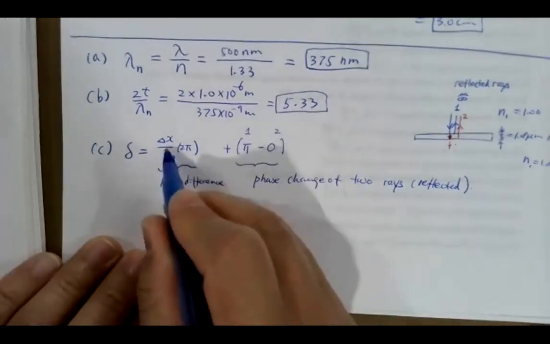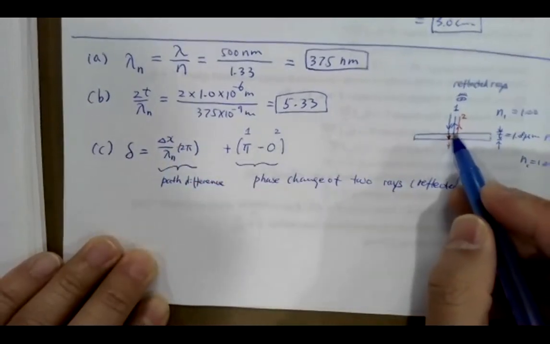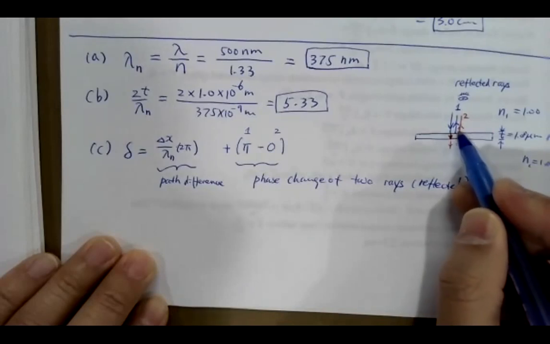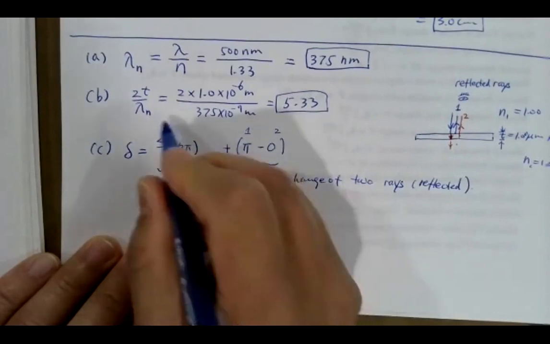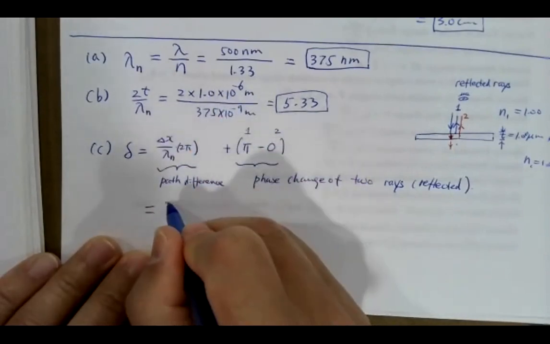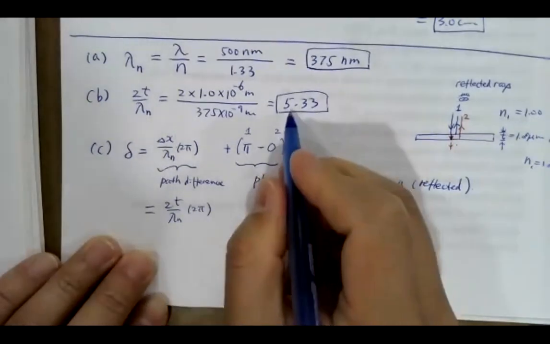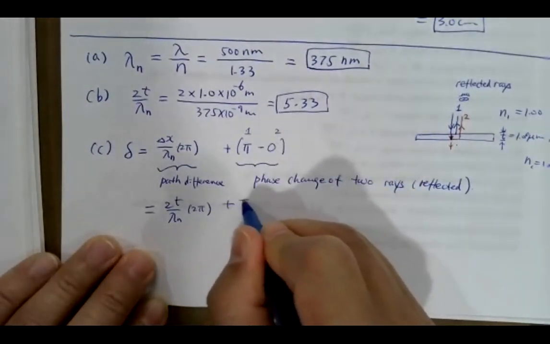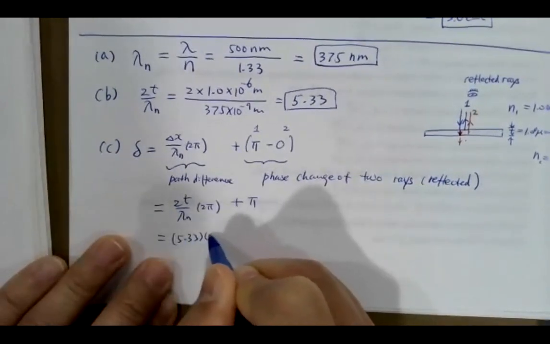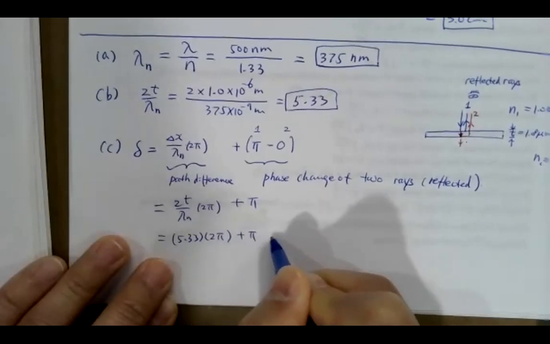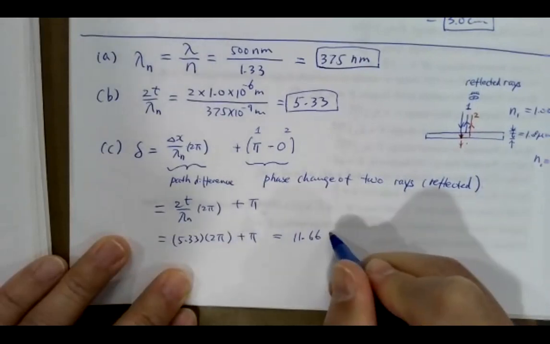On this one here, delta x should be 2t, because for the path difference, ray 2 travels more distance than ray 1 by 2t, 2 times the thickness. So it'll be 2t over lambda m times 2 pi, which means 5.33, and then plus pi. So this would be 5.33 times 2 pi plus pi. That will give you 11.66 pi.